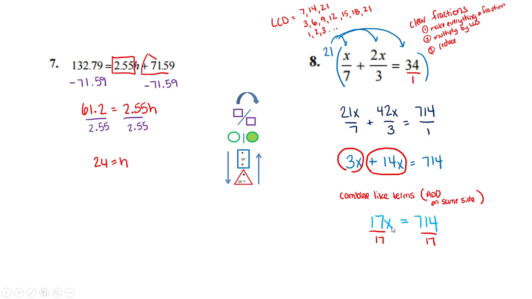And there is no triangle in this problem, so I need to divide both sides by 17. And I should have done this to signal that this is my rectangle. No triangle in this problem. Divide both sides by 17. So 714 divided by 17 is 42.